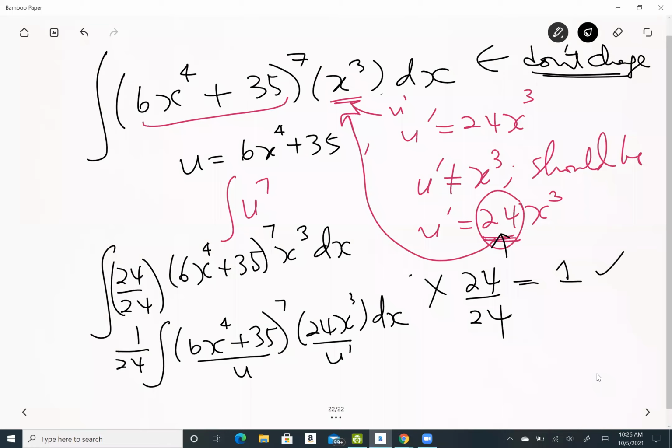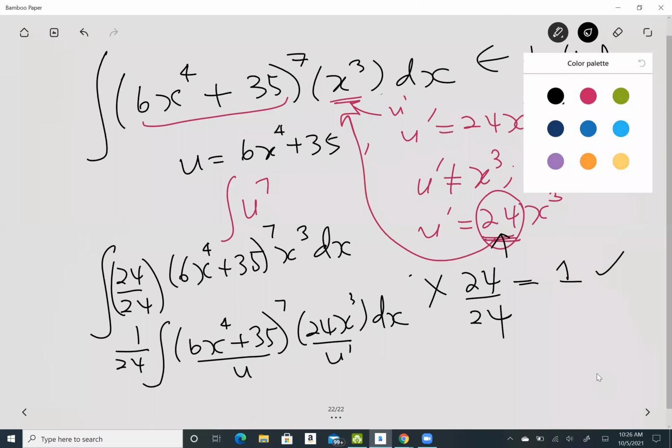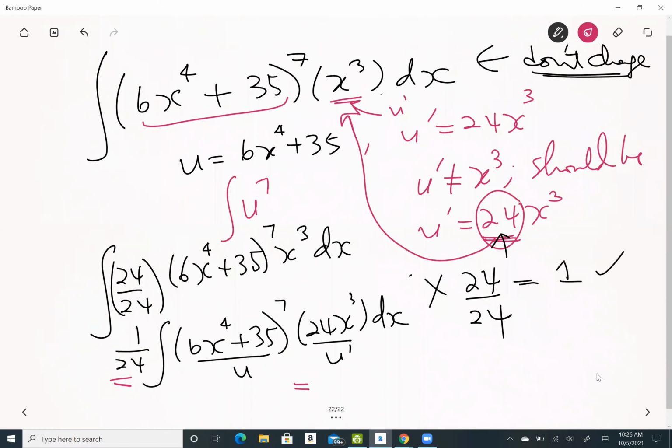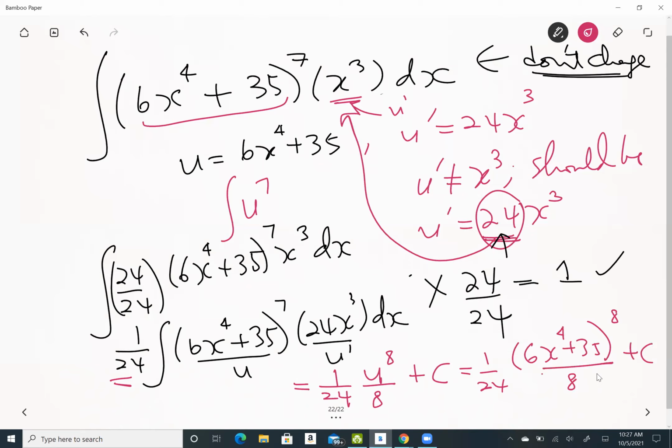But remember, you are adjusting it by the constant, which is the denominator, so you bring it out. Now the integral will be equal to 1 over 24, u to the power of 8 divided by 8 plus c. Putting in u, I get 1 over 24 multiplied by 6x to the power of 4 plus 35, everything to the power of 8, divided by 8 plus c.